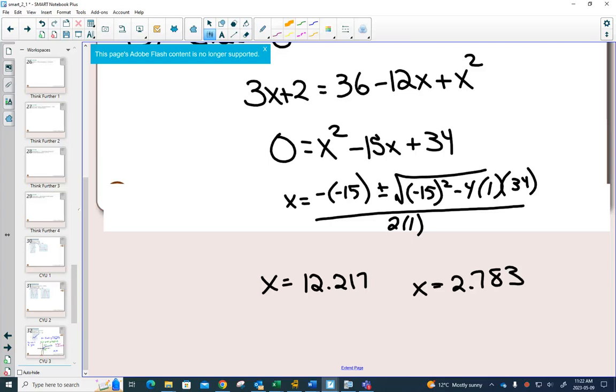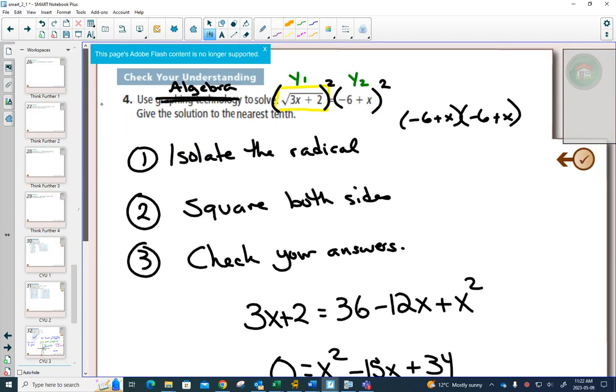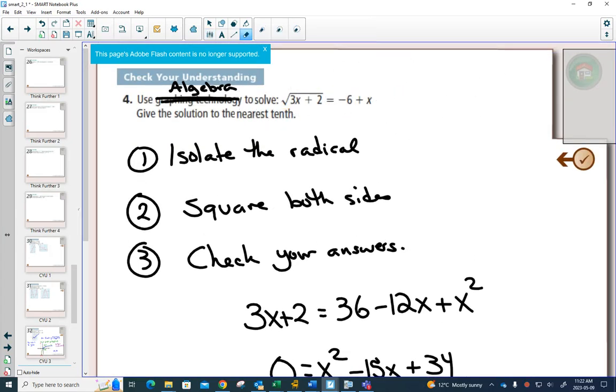And finally, after you solve, you need to check your answers. So in checking your answers, we're going to go back to this original equation here, and we plug our answers in and see if they actually work.